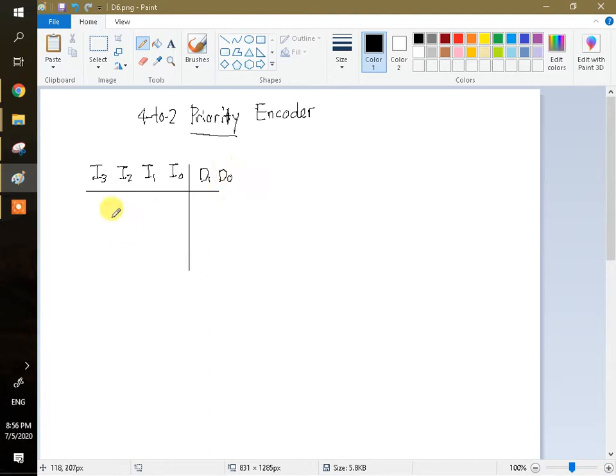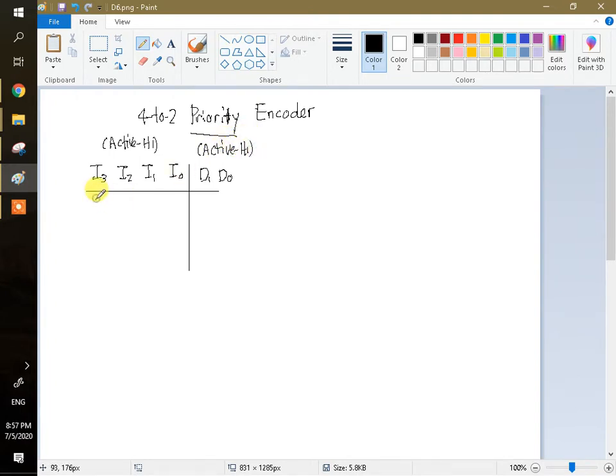Okay, so what do we mean by highest priority? Let me show you. This is active high. Both are active high, the most simple one. Let me remind you again, this is active high. Here also active high. So we don't need to worry about the active low issue here. Both are the same type.